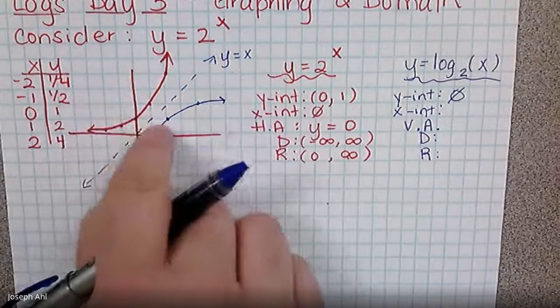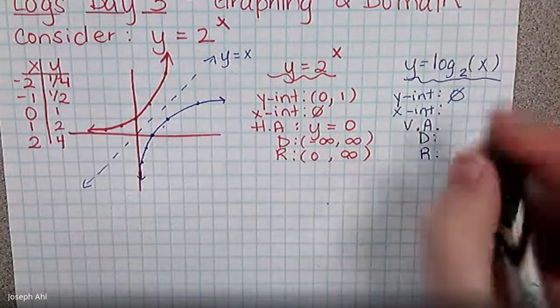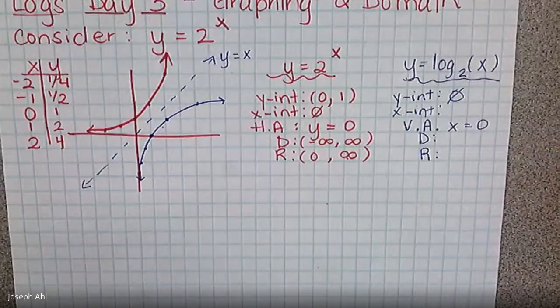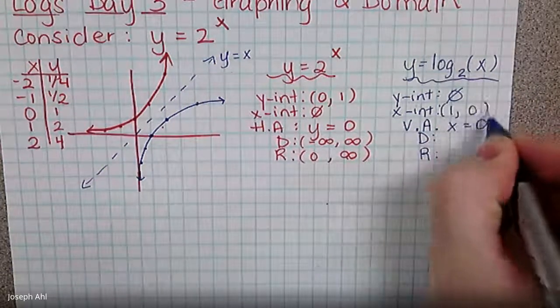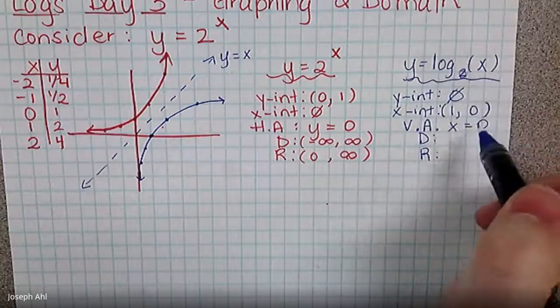No matter how close I get, we know we're approaching a, not horizontal, but vertical asymptote. So now it has a vertical asymptote at x equals 0. And as far as an x-intercept is concerned, the x-intercept is at (1, 0). So the parent function for log base, really anything of x, will be at (1, 0).